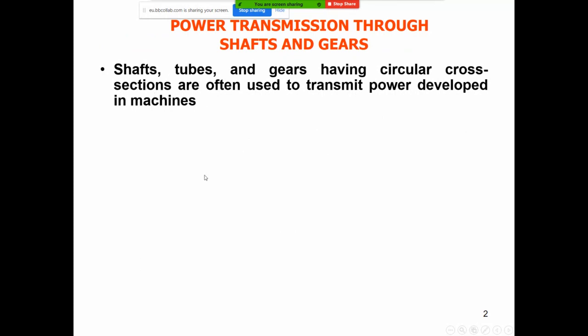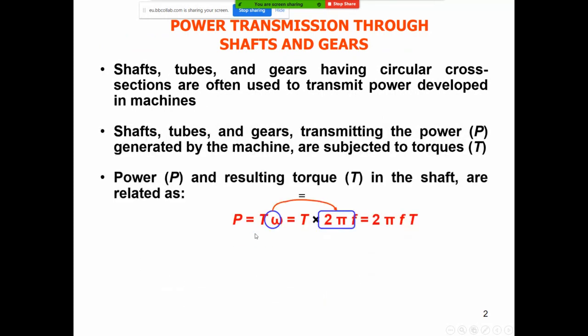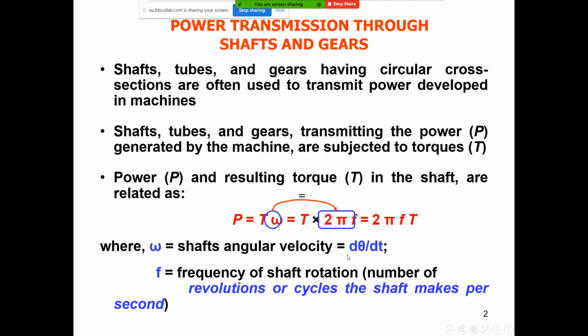So this is just the equations that I need you to understand. How can we now convert the power into a torque? There is a relationship between the power and the torque, and it can be found from this equation. The power is equal to the torque multiplied by the shaft angular velocity omega, which can be converted into 2 pi f, in which f is the frequency of the rotation, or the number of cycles the shaft makes per second.